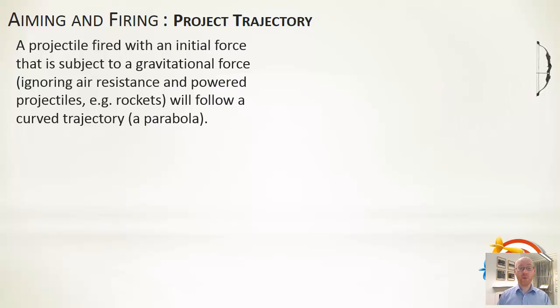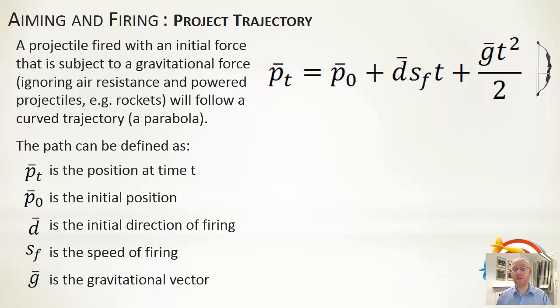So for throwing a ball or for firing an arrow, the equation of motion that describes where it is at a particular point is as shown on the screen. This maybe looks a little bit yuck, but actually it's fairly straightforward. So we have a P0, which is the initial position, so the position at time t equal to 0. So this is where I throw the ball from, effectively.